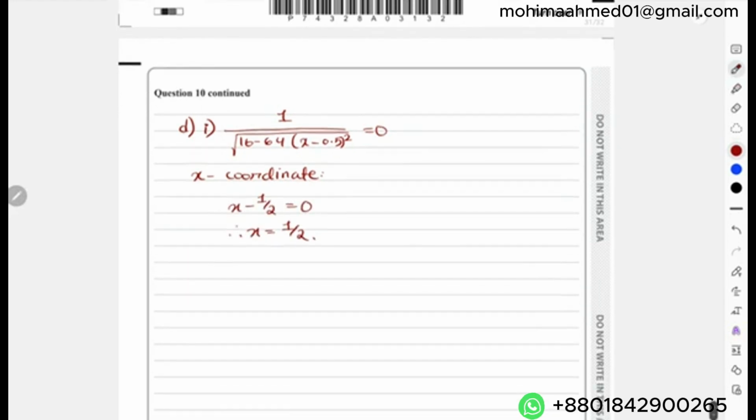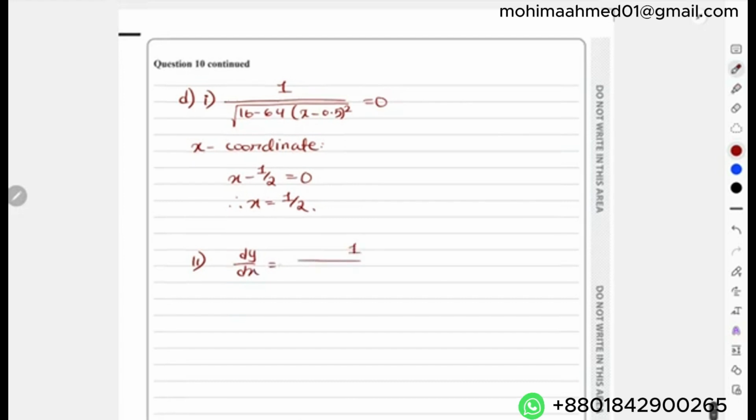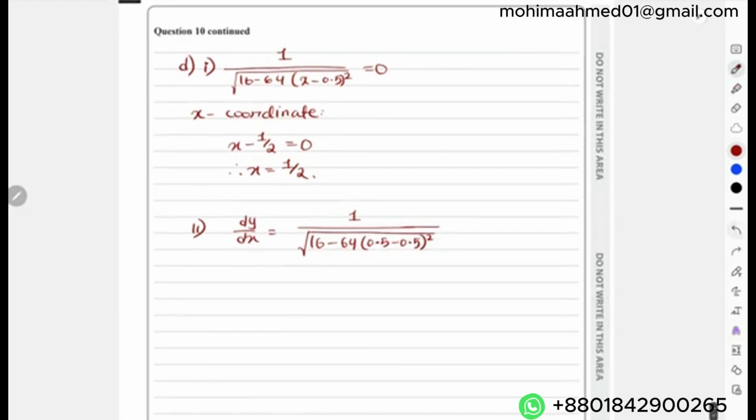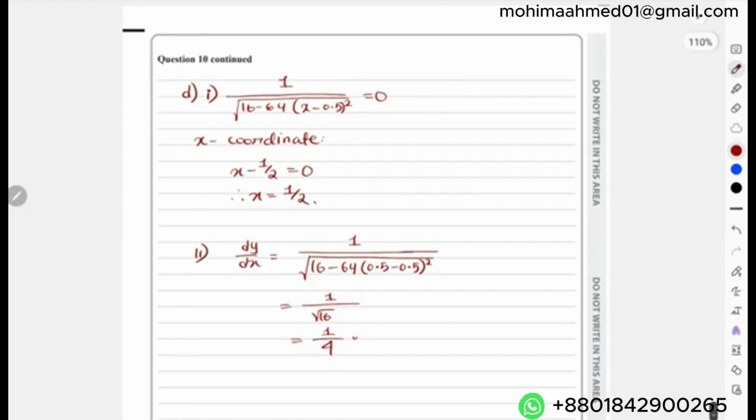And for the value for dy by dx, we input this value into the equation for your dy by dx, right? So then you get 1 over 16 minus 64. Half minus half is going to be 0, right? So I'll just still write it half minus half whole square, everything under a root. So if you just simply calculate this, you'll consider that this entire thing becomes 0. So you have just 1 over root 16, which is basically 1 over 4. So yeah, this is the minimum value of this equation. And with this, our entire paper for P3 October 2023 ends.